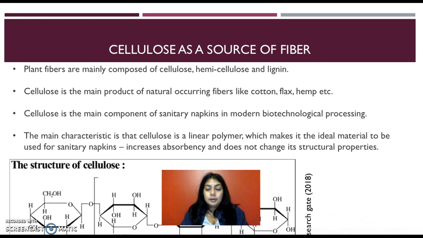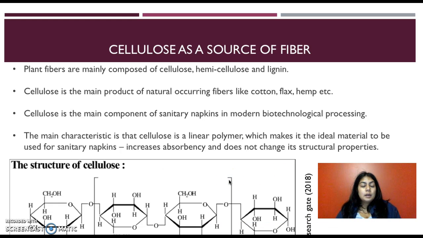Cellulose as a source of fiber. Cellulose comes from plant fibers, which are mainly composed of cellulose, hemicellulose, and lignin. Cellulose is the main product of naturally occurring fibers like cotton, flax, hemp, etc. Cellulose is a main component of sanitary napkins in modern biotechnological processing. The main characteristic is that cellulose is a linear polymer, which makes it ideal for sanitary napkins. It increases the absorbency and does not change its structural properties.